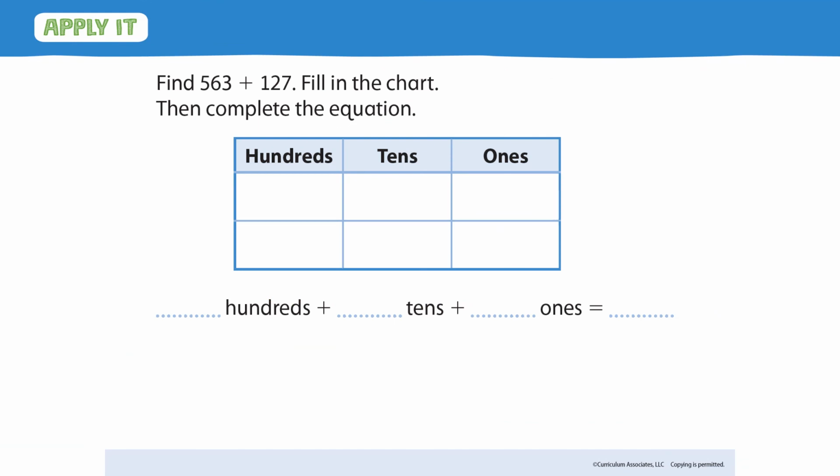And let's take a look at this place value chart. This is also a good tool to use when solving problems. Pause the recording and decide how you could use it to add the problem shown. 563 plus 127. Come back when you're ready to look at it.